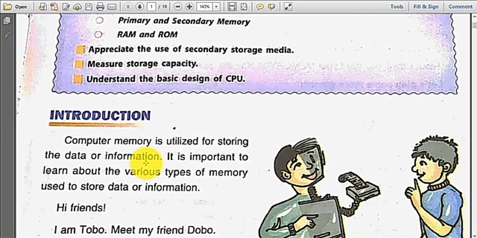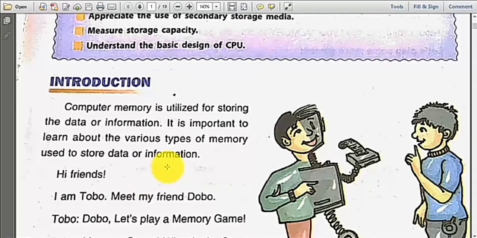It is important to learn about the various types of memory used to store data or information. When we have to store information, we will be well aware of those devices where we can store information.